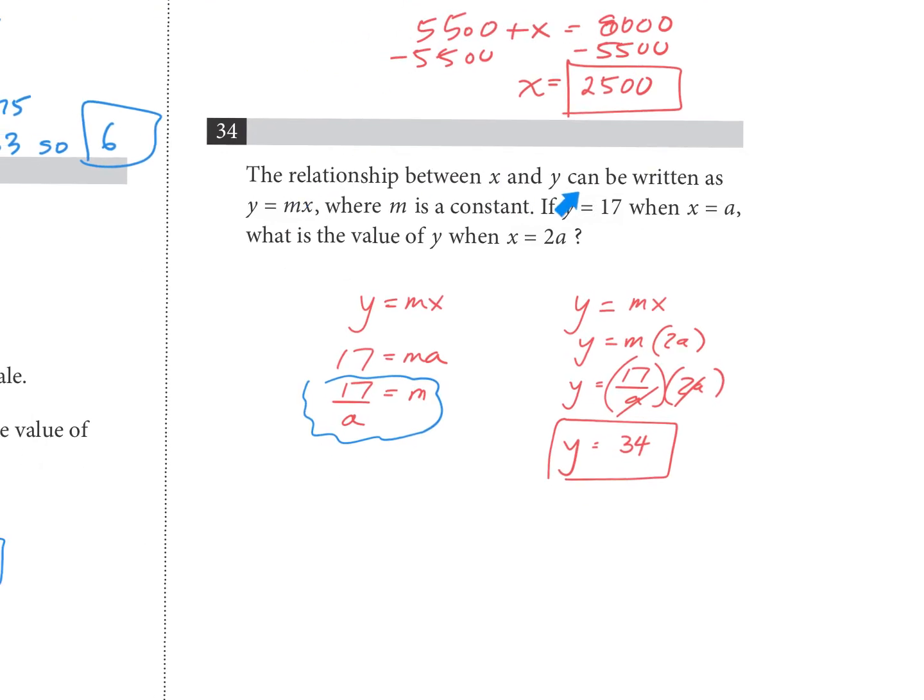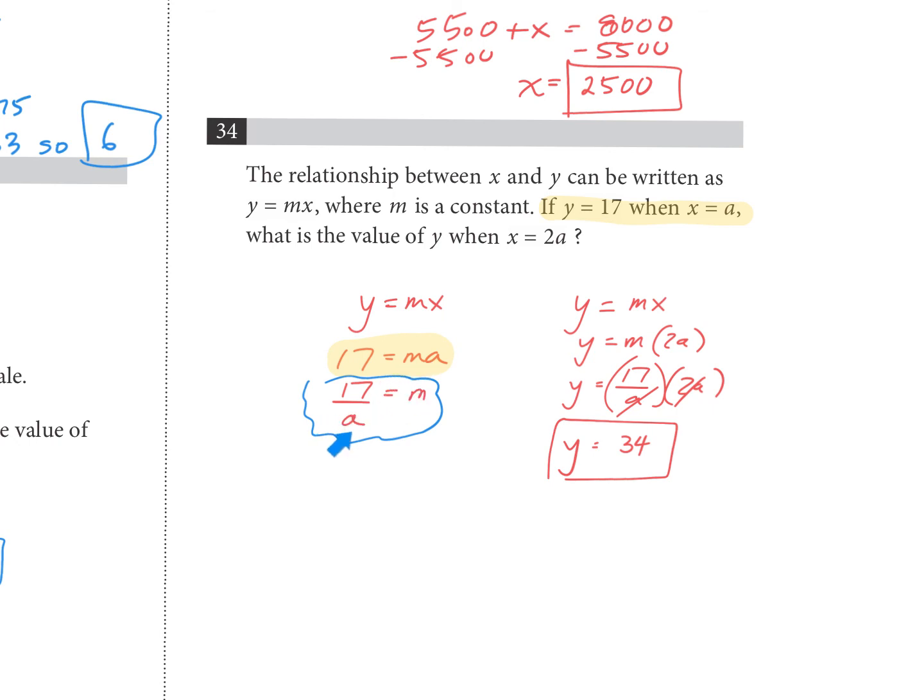So then the relationship between x and y can be written as y equals mx, where m is a constant. If y is 17 when x is a, what is the value of y when x is 2a? This is a very tricky question, but let's just write it out. If y equals mx and y is 17 when x is a, the first thing I did was use this information to put some information into the problem. So y is 17 when x is a. If you notice what I did, plug 17 in for y, plug a in for x. And then in order to figure this out, I had to solve for m.